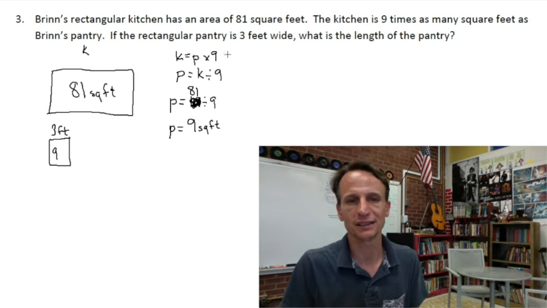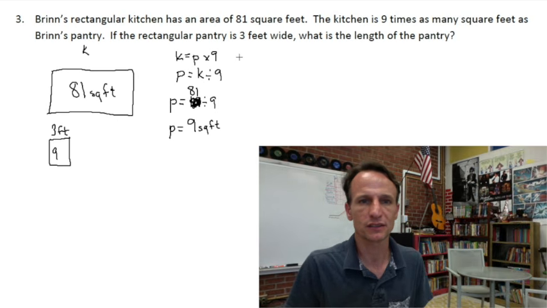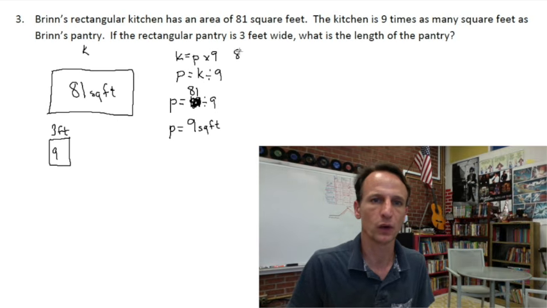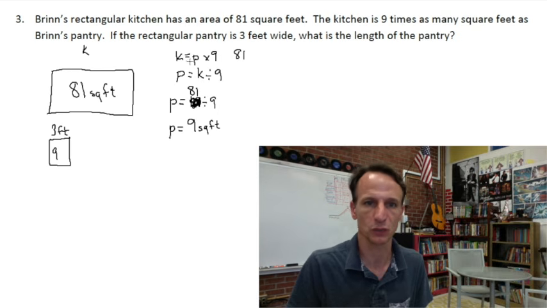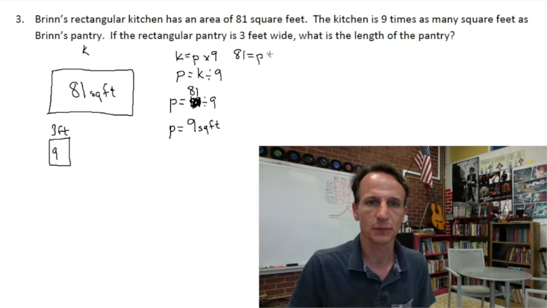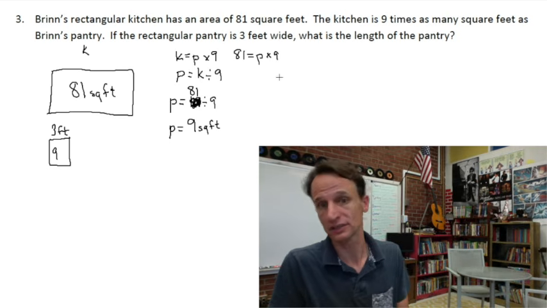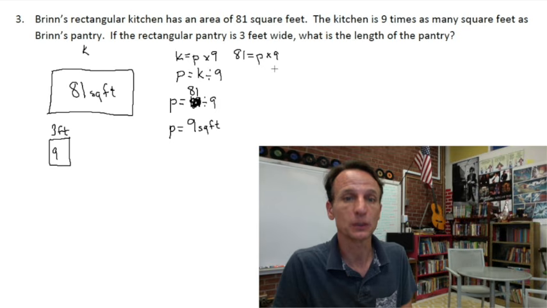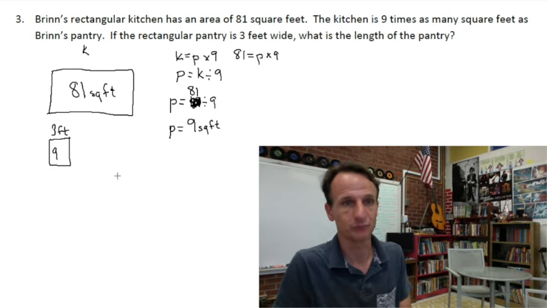By the way, if I did it the other way here, I would have said that the kitchen equals pantry times 9, that 81 is the pantry times 9. And I could have just asked myself, well, what times 9 is 81? And I still would have found 9.